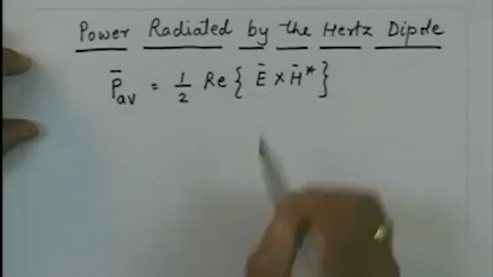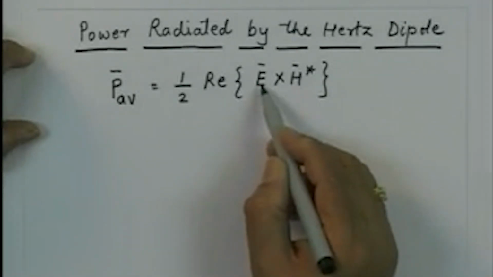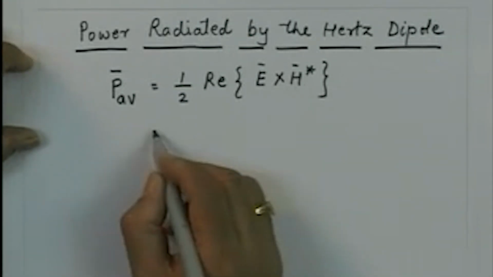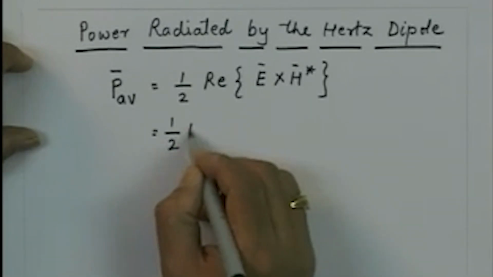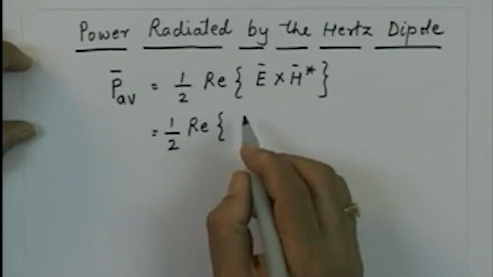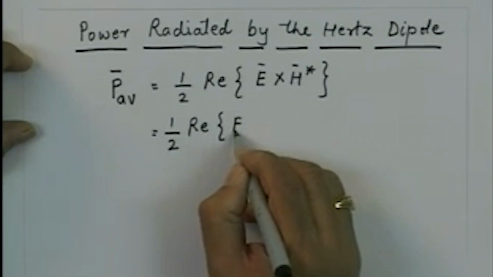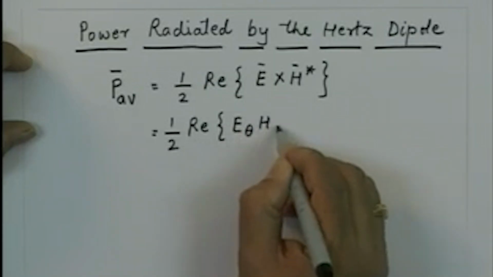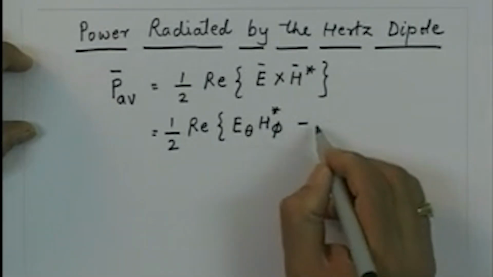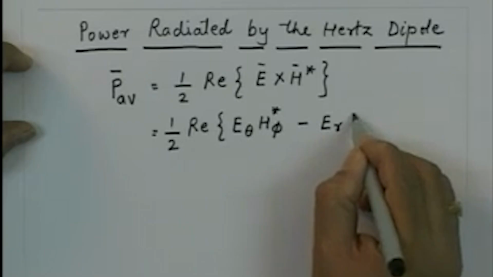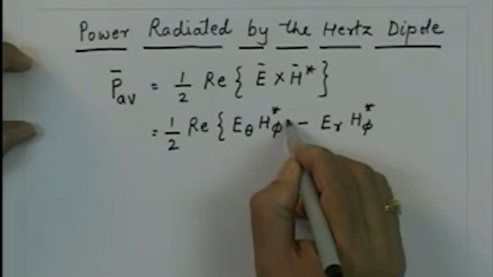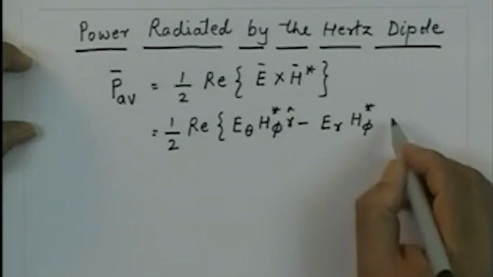Now, since E has two components, theta and r, and H has only one component, phi, essentially we can write this is half real part of E theta H phi conjugate minus E r H phi conjugate. This is going to be in r direction and this is going to be in theta direction.